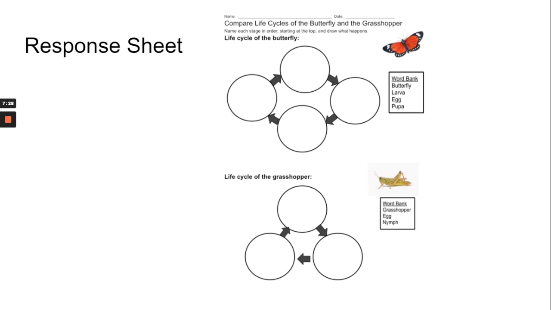If you will pull up your response sheet and go ahead and complete the butterfly section, you're going to name each stage in order and draw what happens. If you open in Cami, you can use the editing tools to draw and to insert text. So start with this top circle with the first stage, second stage, third stage, and fourth stage. You have a word bank over here to help you. The word bank is not in order. You have to put them in the correct order.